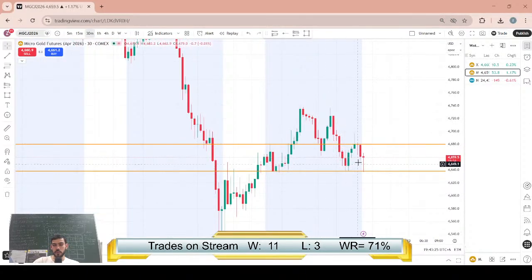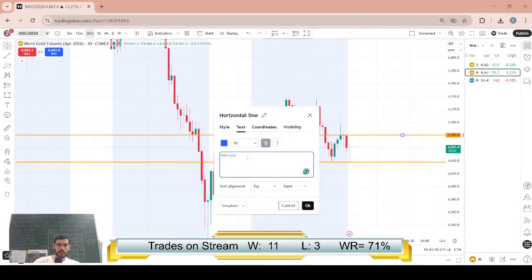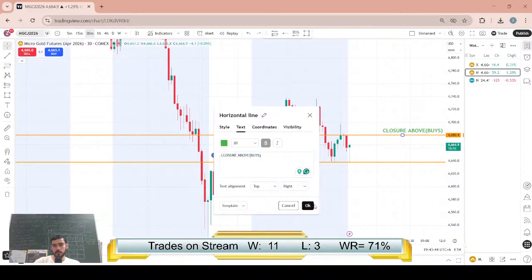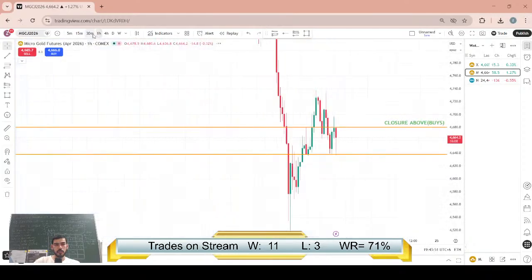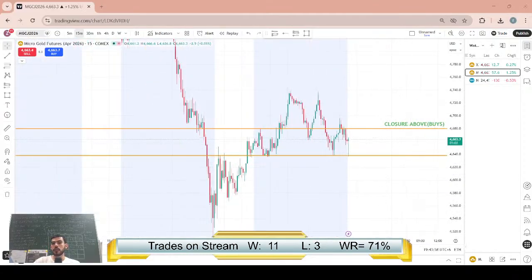Actually, for gold it's better to take buys if we get a closure above. It looks better because it couldn't break below. Yep, it's looking good to go. You can see here we rejected this area 1, 2, 3 times, so it couldn't break below. Most likely it will break above, and let's see. Yep, that's pretty much it.